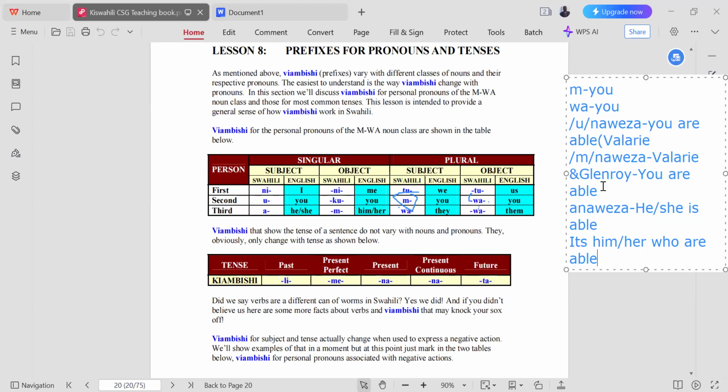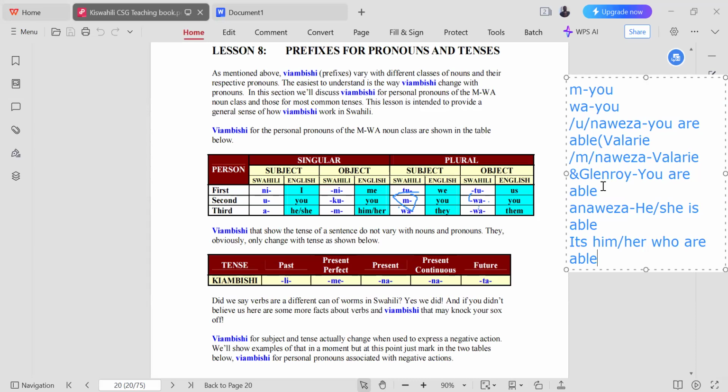No, in Swahili, there's little of what is changing gender when you're referring to a person. You see, the word anaweza is used for both genders. So either you are referring to Sister Valerie, you should say anaweza, whether you refer to Glero, who is a male, you should say anaweza.